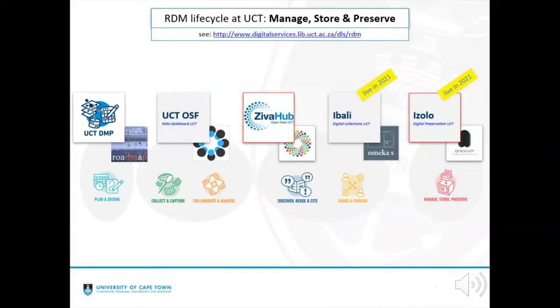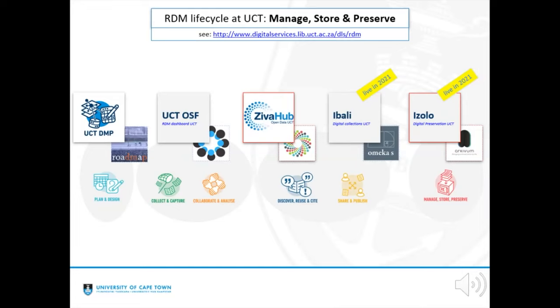So in order to support that at University of Cape Town over the years, we've put together a number of different platforms to see that that cycle is really well supported and unbroken, starting with the data management planning platform UCT DMP, using the open source Roadmap software to support the planning and design phase, through to the UCT Open Science Framework as a kind of RDM dashboard for the collect and capture, and especially the collaborate and analyze phase.